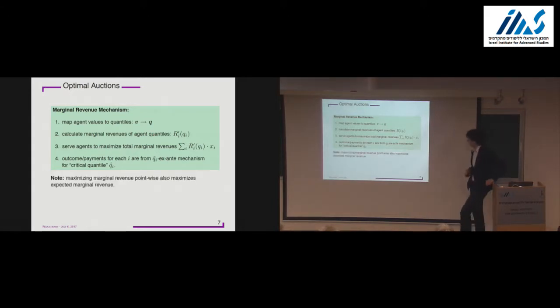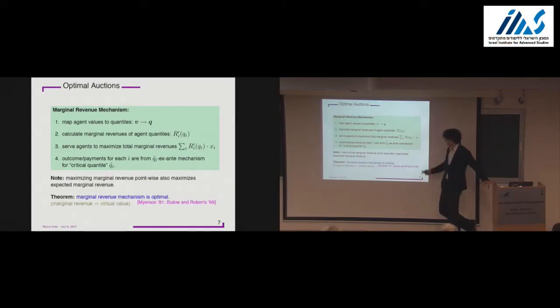Okay, and so if you maximize marginal revenue point-wise, which is what we're doing, for every input we maximize marginal revenue, then we've certainly maximized it in expectation. And we know that expected marginal revenue is equal to expected revenue, so we've optimized expected revenue in expectation, and it's optimal.